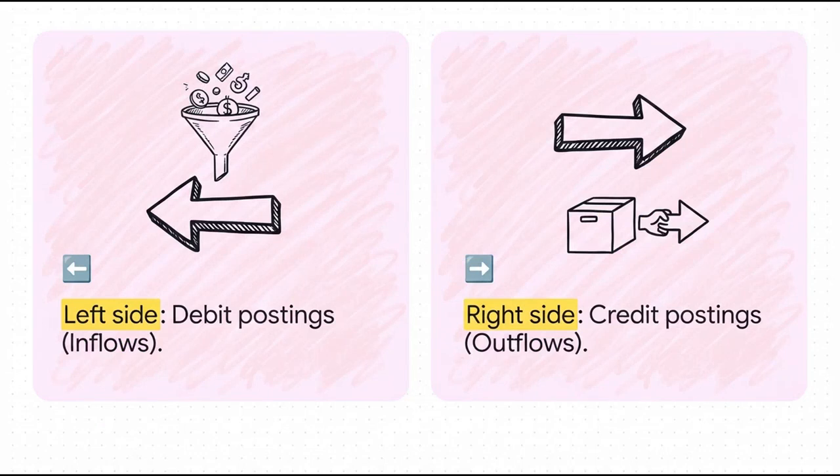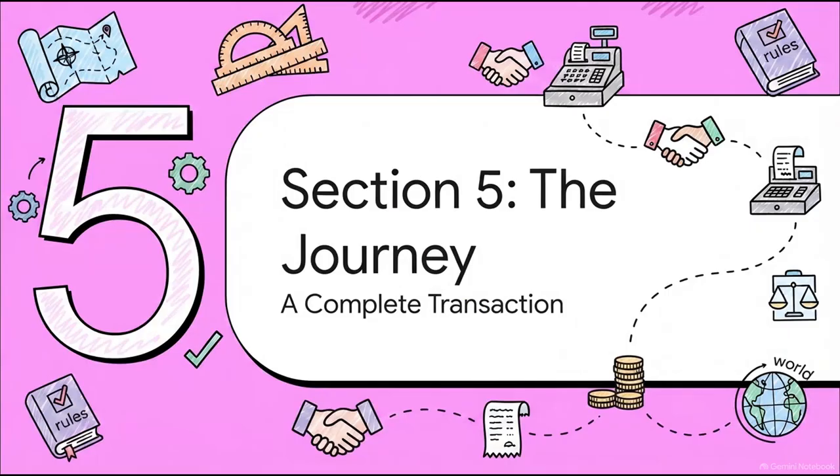For most accounts, you can just think of it as listing your inflows on the left and your outflows on the right. You post your journal amounts to the appropriate side, and then you just sum up each column. Whichever side is larger tells you your net position. If the debit total is greater than the credit total, boom, you have a debit balance. If the credit total is bigger, you've got a credit balance. Simple as that. Section 5, a transaction's complete journey.